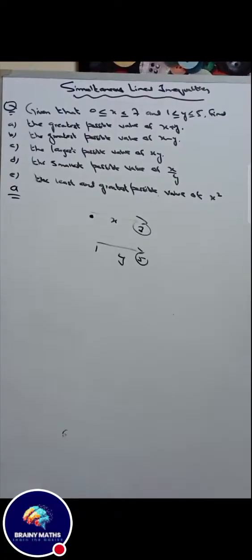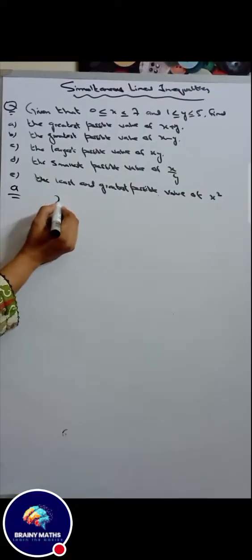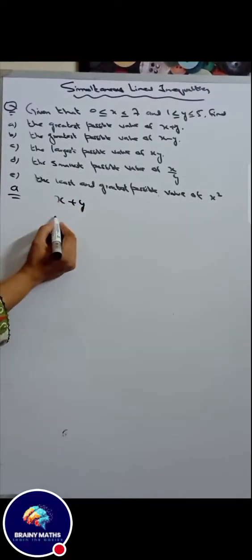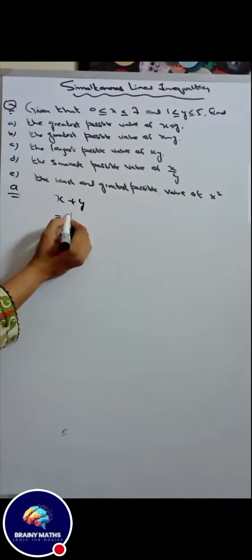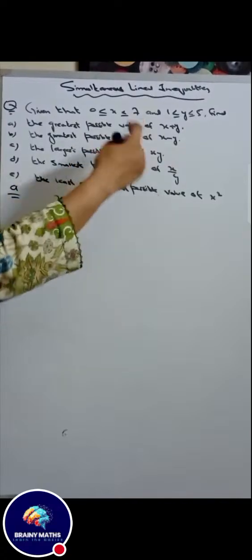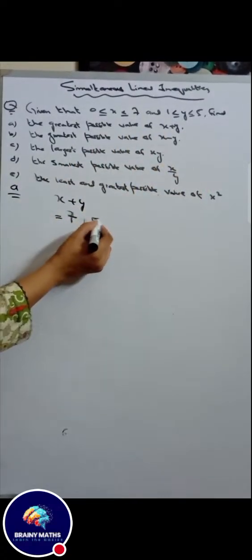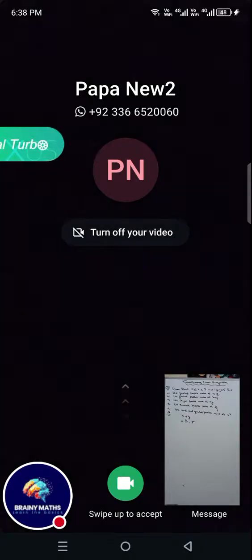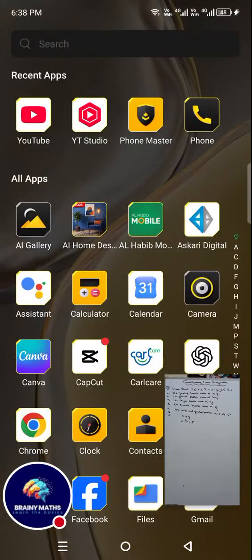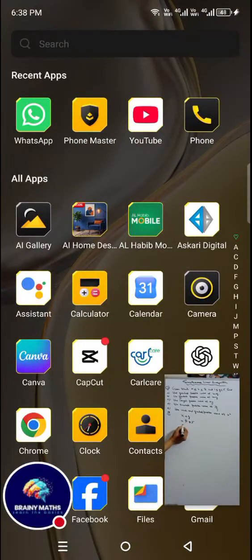You got it? So how to solve it? Simple. They are asking you x plus y. So what is x here? The highest possible value of x is 7 and the highest possible value of y is 5. By adding both of them, I get my answer: 7 plus 5, 12. Answer.